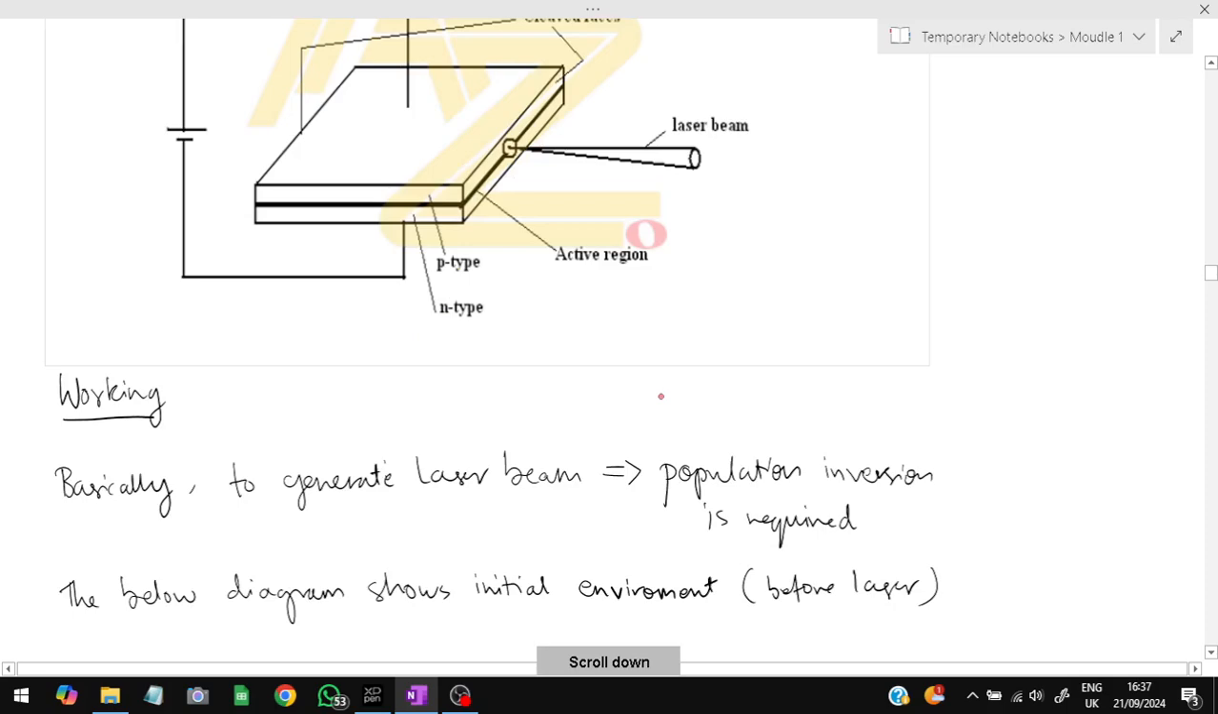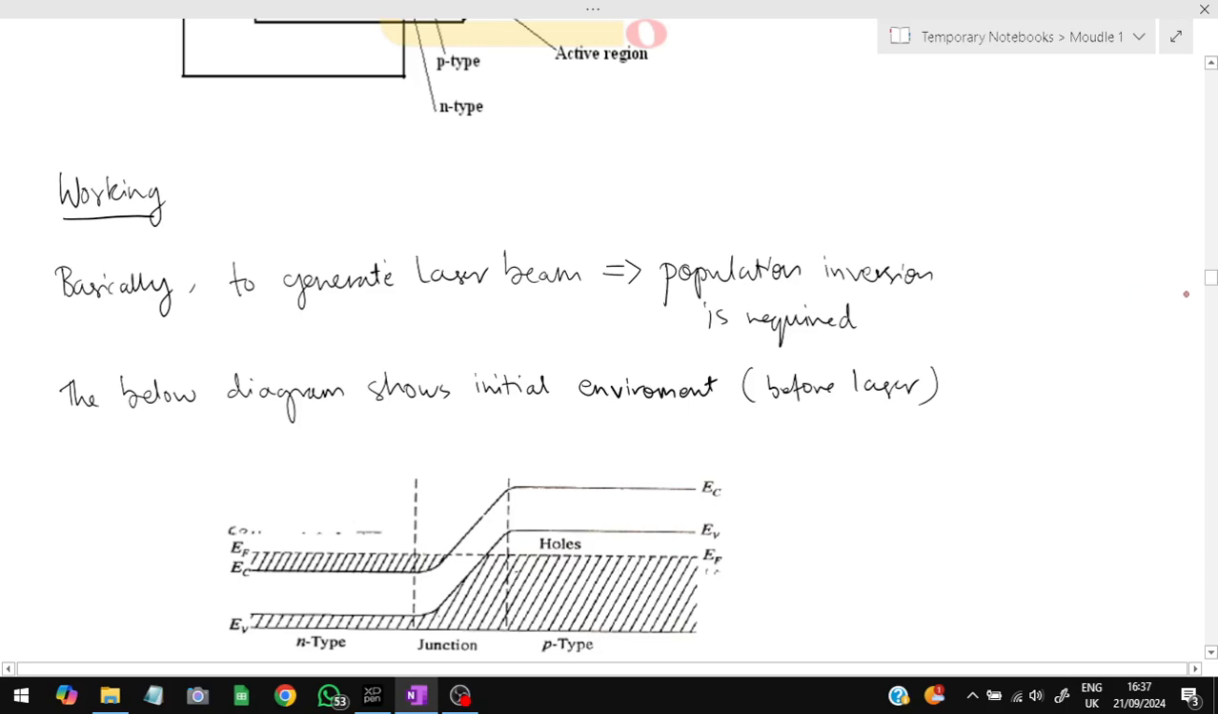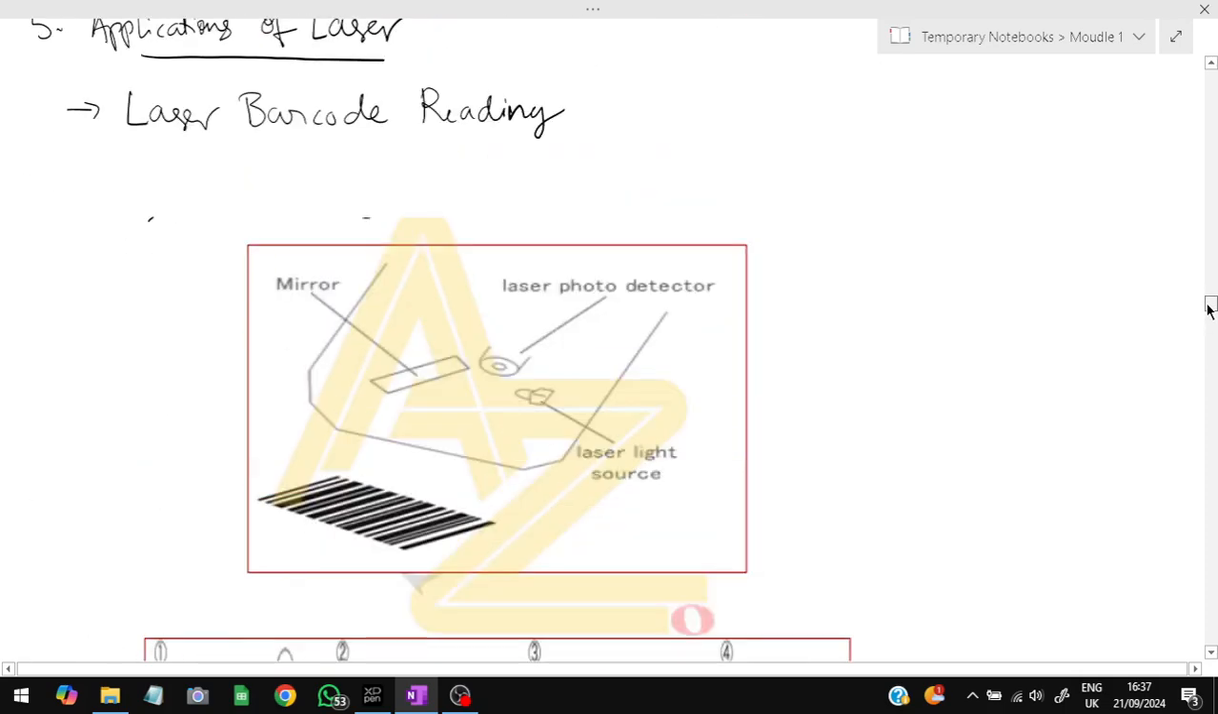Let's have a look at the last topic, which is applications of laser. So where all do you think lasers will be used? The first thing which comes to our mind is that we have played with lasers. It's a very fun thing to play with, but there are a few other places in real life where we use them. So let me share with you the applications of the laser: barcode reading.